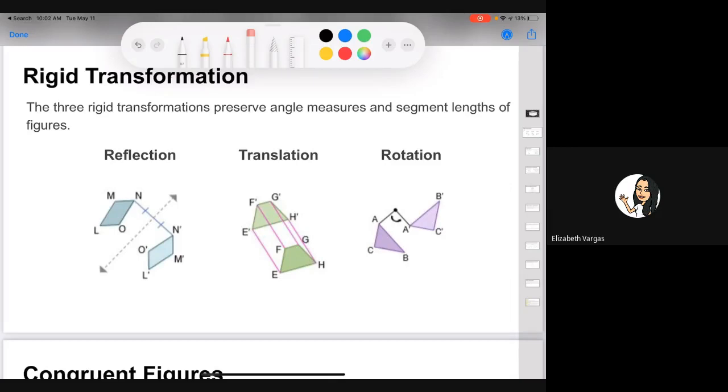So they did have three types of rigid transformation. The first was reflection, which we often refer to as a flip in a plane. Then we have a translation, which is often referred to as a slide in a plane. And then we had a rotation, which is often referred to as a turn in a plane. Each of these three types of transformations preserves the side lengths and the angles. They stay the same.